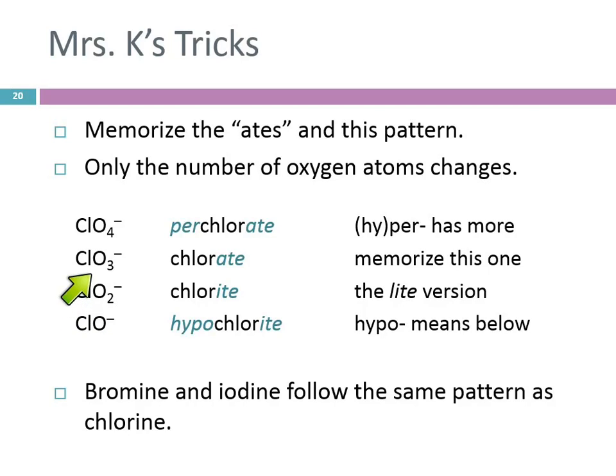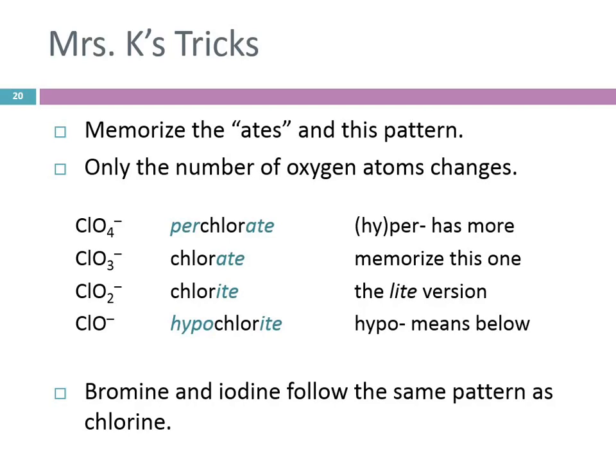What if you have an extra oxygen? A child that is hyperactive, are they more active or less active than a regular child? They're more, right? So per is like the ending of hyper. It's more. Perchlorate has one more oxygen. The charge is the same. See the pattern there? So if I memorize the name and formula for chlorate, I can figure these others out in reference to that one.